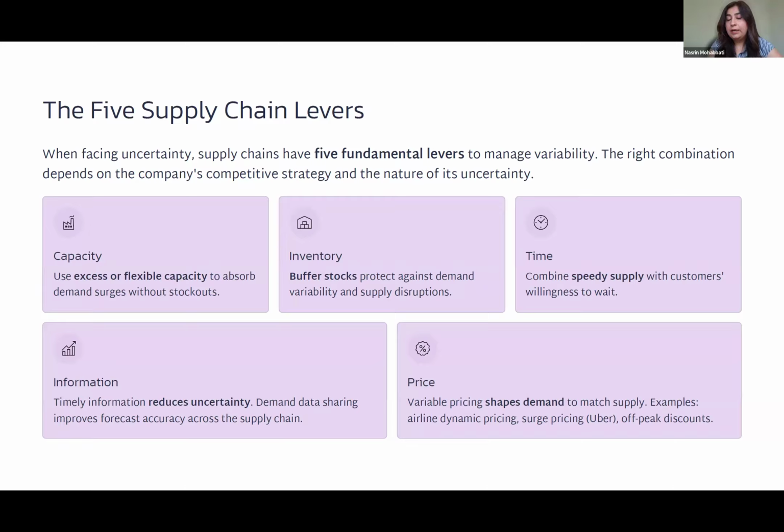Time is another one. Time, combining speedy supply with customers' willingness to wait, right? So we know that some customers do value fast shipments, fast delivery, but again, we can work with making sure that we can be fast in our supply chain, so setting up the distribution system in a form that we can deliver that. Information. So there are so many entities working together, collaborating, coordinating things throughout the supply chain.